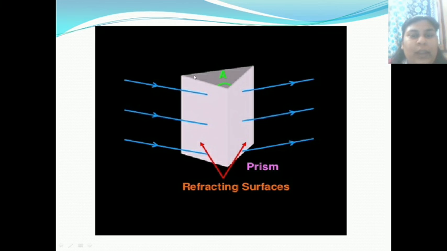As I told you earlier, this is the base of the prism, and the other two sides are inclined at an angle. This is denoted by A. These are called the refracting surfaces, and this angle is known as the angle of prism, and it is denoted by the symbol A.